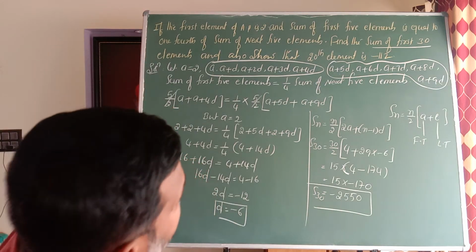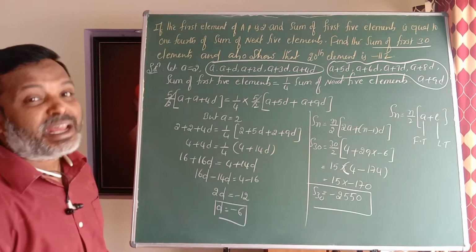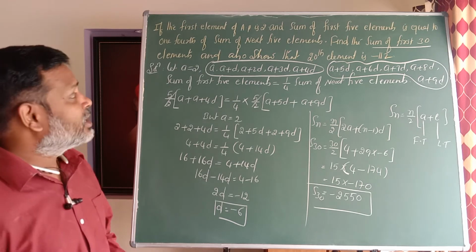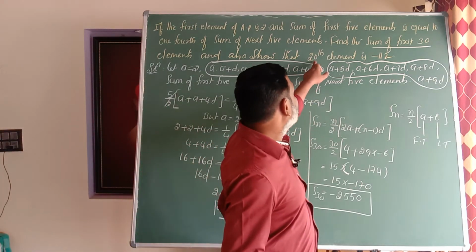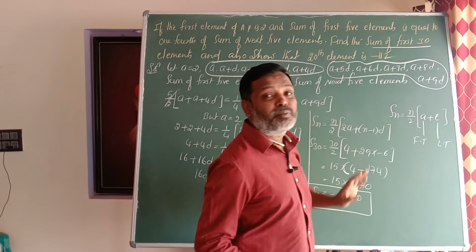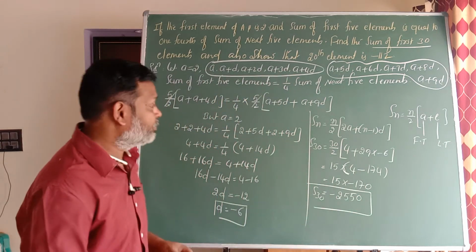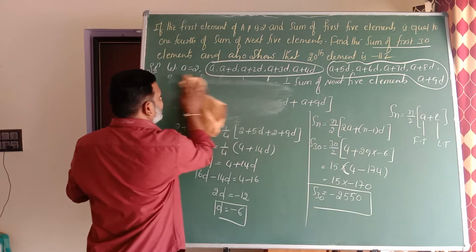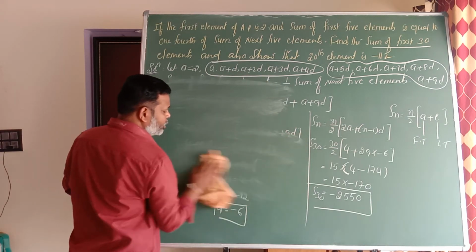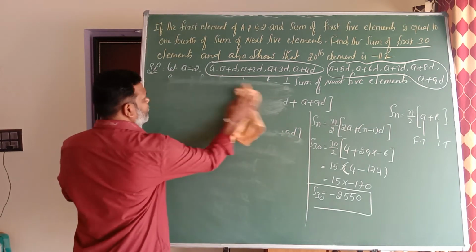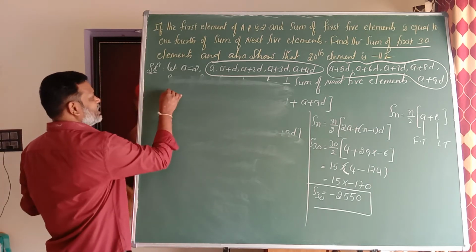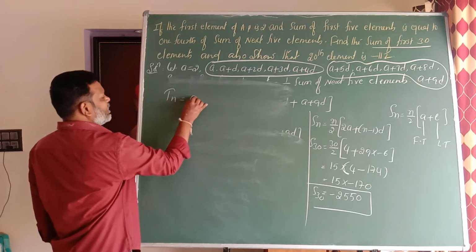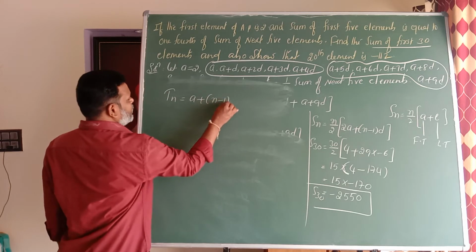Now the next question is, show that the 20th element is minus 112. Element is nothing but term. Here they are not asking for the sum. They are asking to show that the 20th element is minus 112. So which formula do we have to use when they are asking for the term? What is the formula here? Tn is equal to a plus n minus 1 into d.